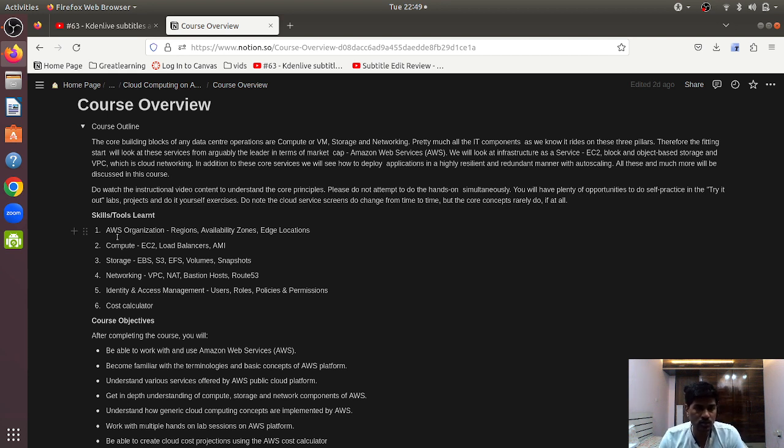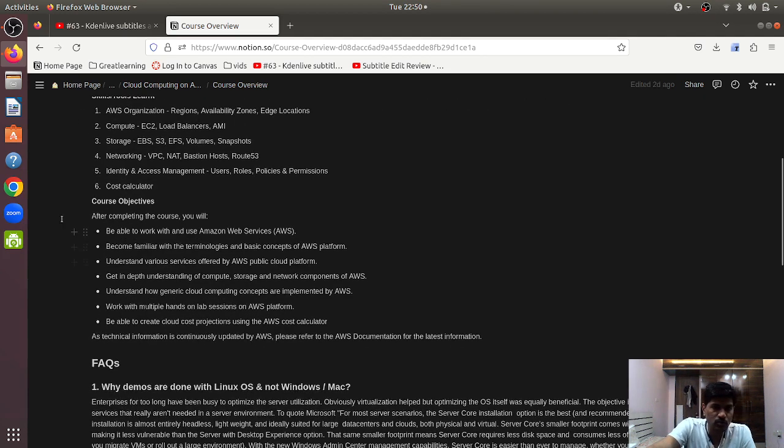Then what are the storage components: EBS, S3, EFS, volumes, snapshots. Then what are the networking components: VPC, NAT, Bastion host, Route 53. And then identity and access management: users, roles, policies and permissions. Then we have cost calculators. So what are the cost objectives?